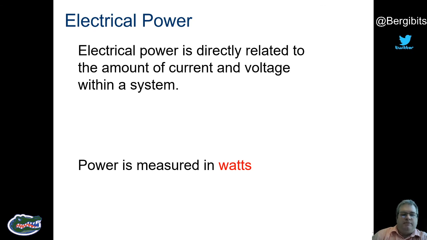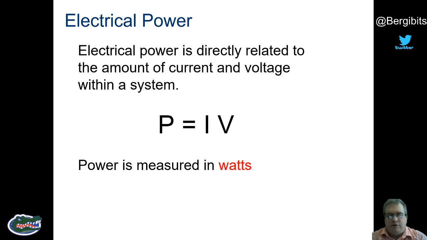Alright. Electrical power. This is just the last thing we've got to learn here. Power is directly related to the amount of current and voltage within a system. Power is measured in watts. A common place that wattage is used would be in cycling. They want to know how many watts their output is to figure out what their power level is compared to the other bike rider. And power is current times voltage.